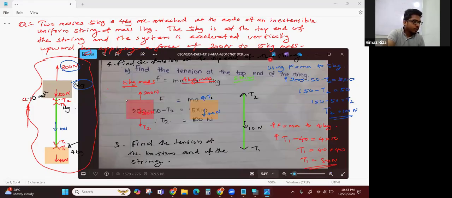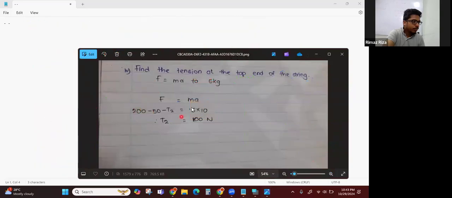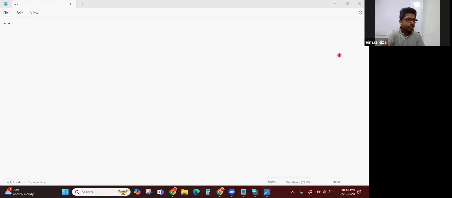So I got an answer from a student. Let's see. Yeah, this is from Abhi. So F equals ma, for 5 kilogram, so 200 minus 50 minus T2 equals 5 times A. Therefore, T2 equals 100 Newton. Okay, good. So I got 100 Newton, but the method is different. Can you send your workings so I can check?